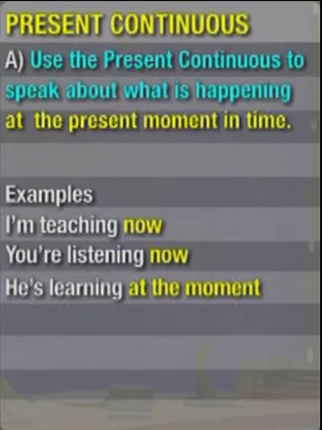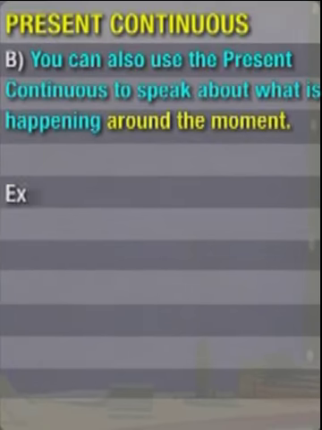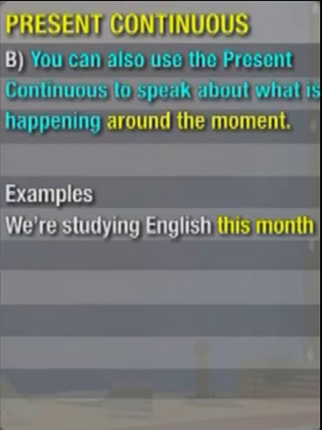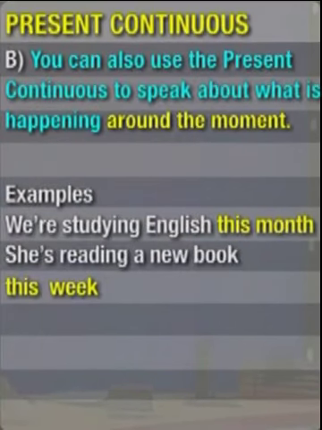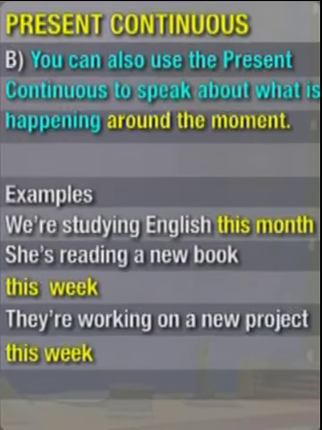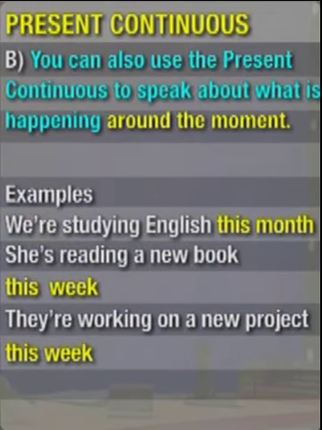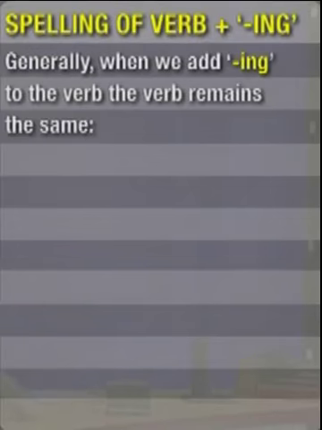And the other example is when you are speaking about something happening around the moment. So we're studying English, for example, this month. Or she's reading a new book this week. Or they're working on the project this week. So you see the slight difference between the two. That's important.